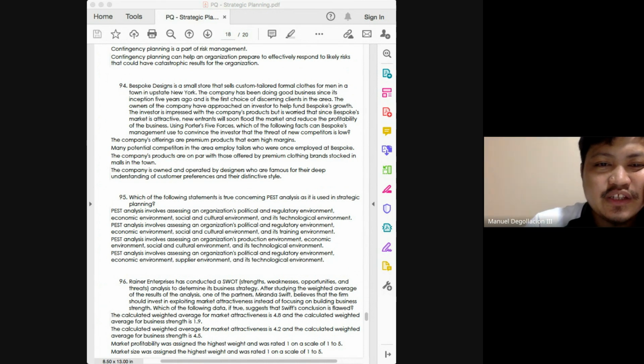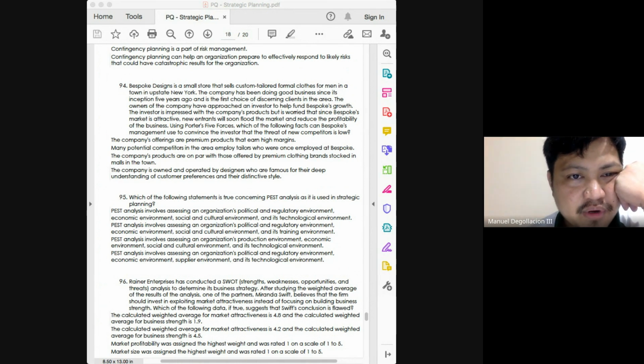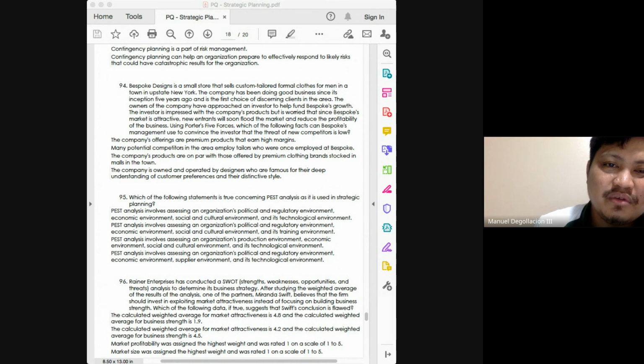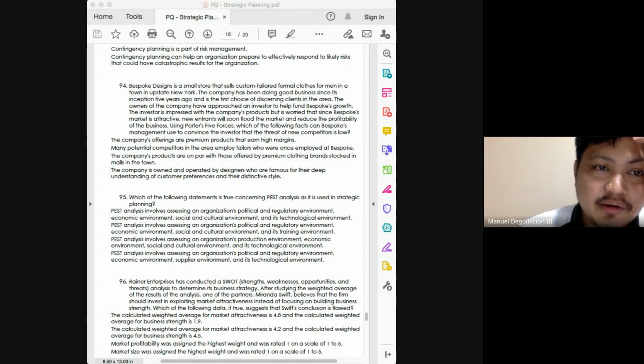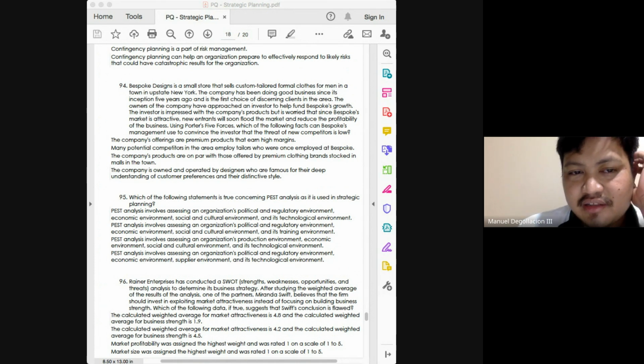So let's go over the choices and determine which one would indicate that the threat from new competitors is low. The company's offerings are premium products that earn high margins. No, that would actually be enticing to new competitors. Many potential competitors in the area employ tailors who were once employed at Bespoke. Again, that would not be a good thing, because they are essentially able to provide a similar product. The company's products are on par with those offered by premium clothing brands stocked in malls in the town. That would not be a good thing, also.